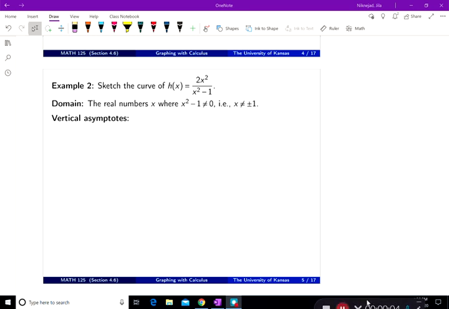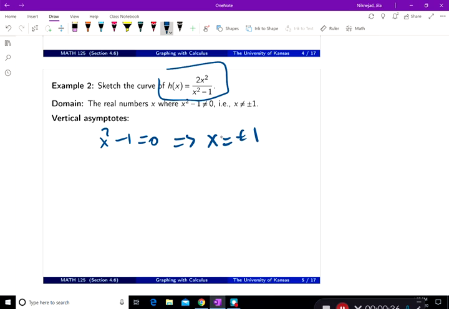We're continuing section 4.6. This time we are giving an example that is a rational function. H of x equals 2x squared over x squared minus 1. Notice, what is the domain of this function? The domain is where the denominator is not 0. So let's find the domain first. x squared minus 1 equal to 0 gives x equal to plus or minus 1. And so the domain is the entire real line minus the points negative 1 and 1.